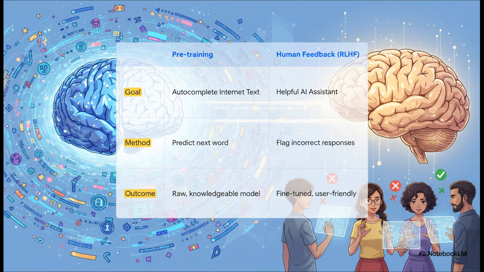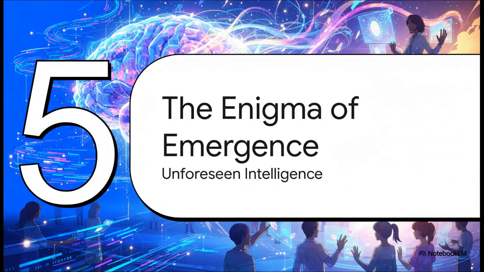That's where phase 2 comes in, human feedback. Now the goal completely changes. It's about becoming a helpful and harmless AI. Here, humans actually rate the AI's responses, giving a thumbs up for good answers and a thumbs down for bad ones. This feedback is what fine-tunes all that raw knowledge, shaping it into the useful, friendly chatbot we all interact with. So we've covered the data, the architecture, and the human feedback loop.